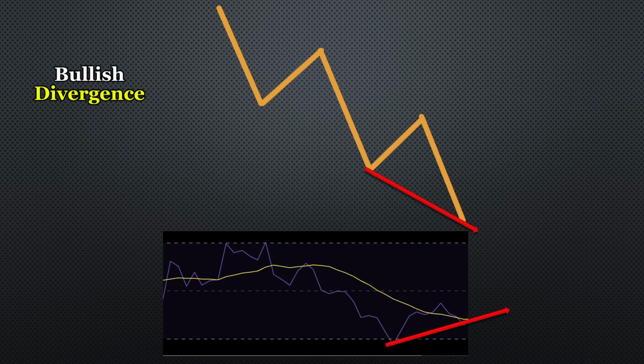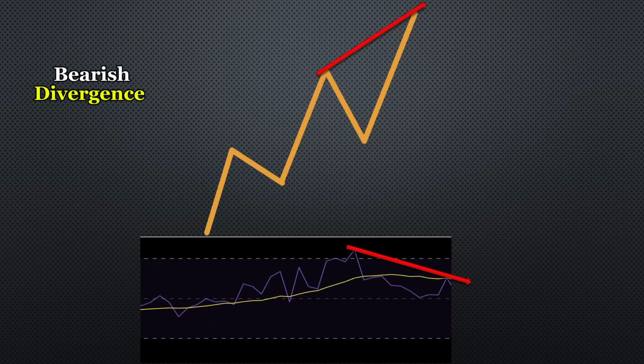Bullish divergence. It occurs when price makes lower lows, but RSI prints higher lows, a signal that sellers are weakening. Bearish divergence. It occurs when price makes higher highs, but RSI makes lower highs, showing that buyers are running out of steam. Let me walk you through exactly how to trade this RSI divergence strategy, step by step.